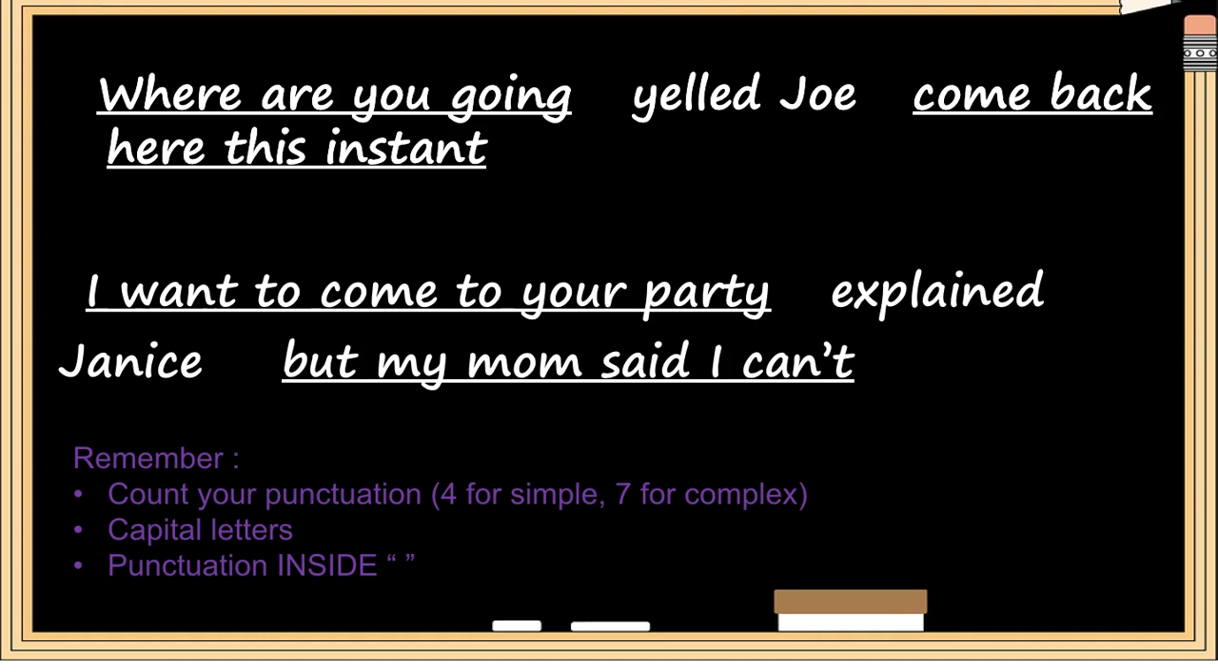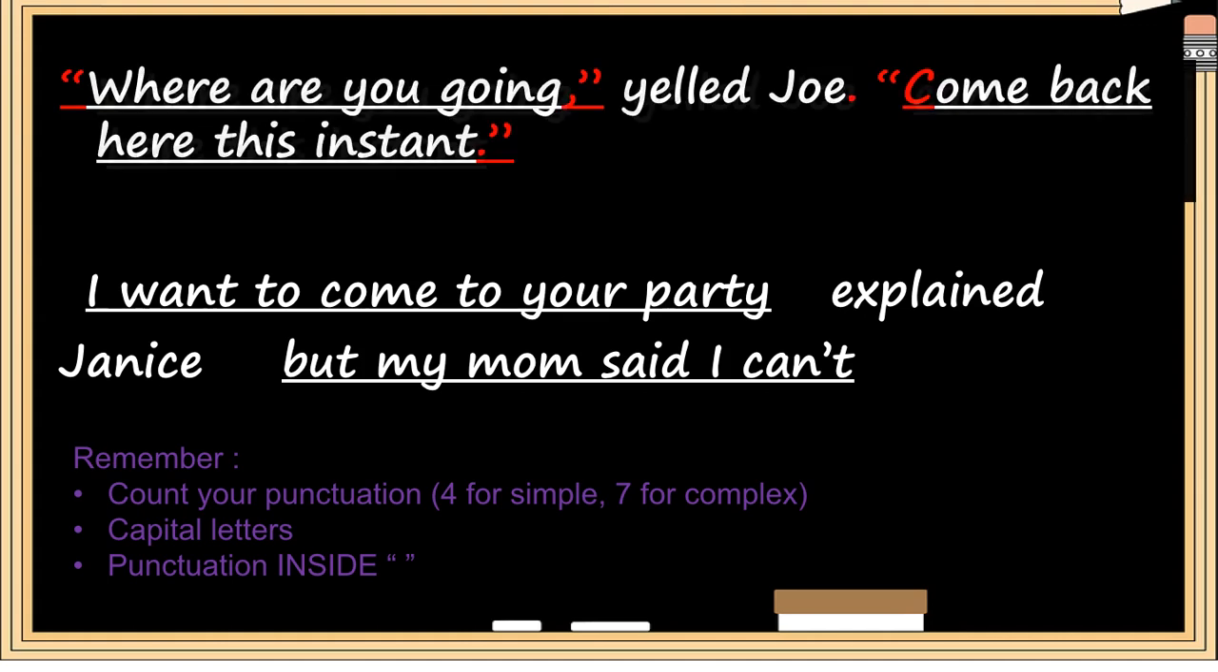If you look at the first one, "Where are you going?" yelled Joe. "Come back here this instant." "Where are you going" is a sentence by itself. "Come back here this instant" is also a sentence by itself. So because of that, after the "yelled Joe," I need to put a full stop. And then I need to capitalize the C for "come back." Again, count your punctuation. 4 quotation marks, a comma, a full stop, and another full stop. 7. Let's look at the next one.